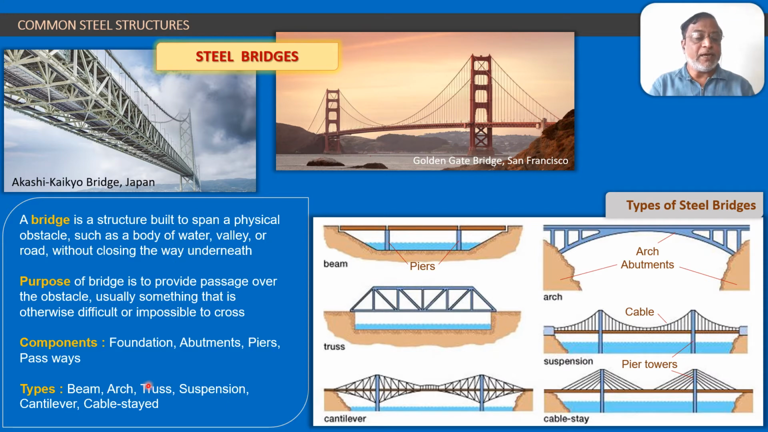So these are broadly the 6 types of bridges: beam type, arch type, truss type, suspension type, cantilever type, and cable stayed type. So this was a brief overview of the steel bridges.